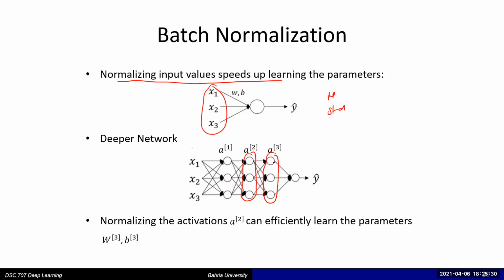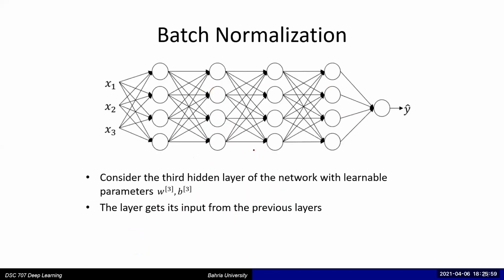So the question we are trying to address is: if I normalize A2, if I normalize the activations of the second layer, will it help in quickly learning, or speeding up the learning of, the parameters of the next layer, which are W3 and B3? Because for A3, A2 is actually input. So just like you were doing normalization here, we are trying to validate the hypothesis that if I normalize activations of layer 2, then it should help in learning the weights more quickly for the next layer, right? So let's see into more details.